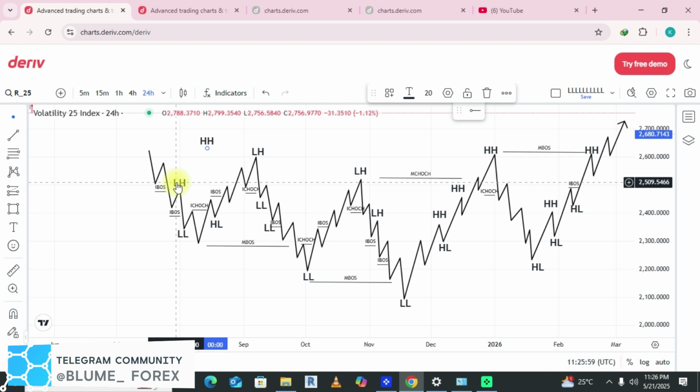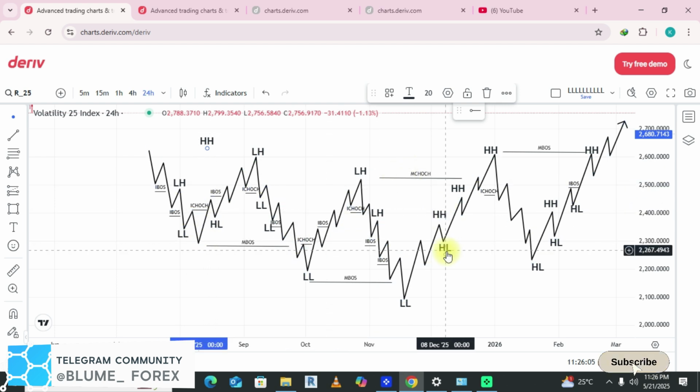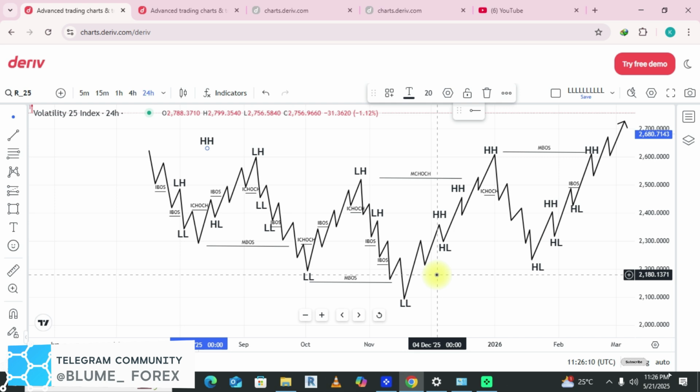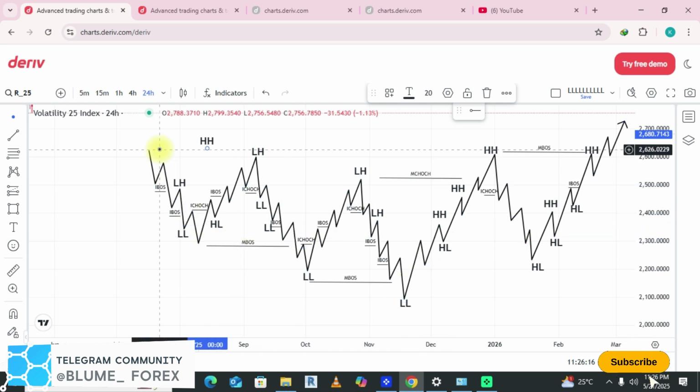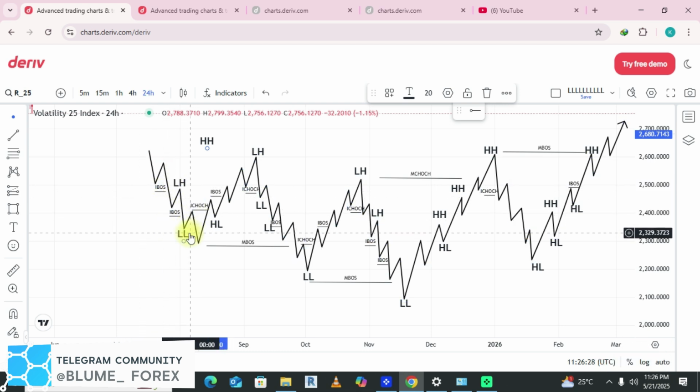We already talked about lower highs and lower lows, right? We talked about higher highs and higher lows. Higher highs and higher lows are the characteristics of an uptrend market. Lower highs and lower lows are characteristics of a downtrend market, right? So now in a downtrend market, we are forming lower highs, lower lows, lower highs, lower lows. This is I-BOS, I-BOS, I-BOS, internal break of structure, right?